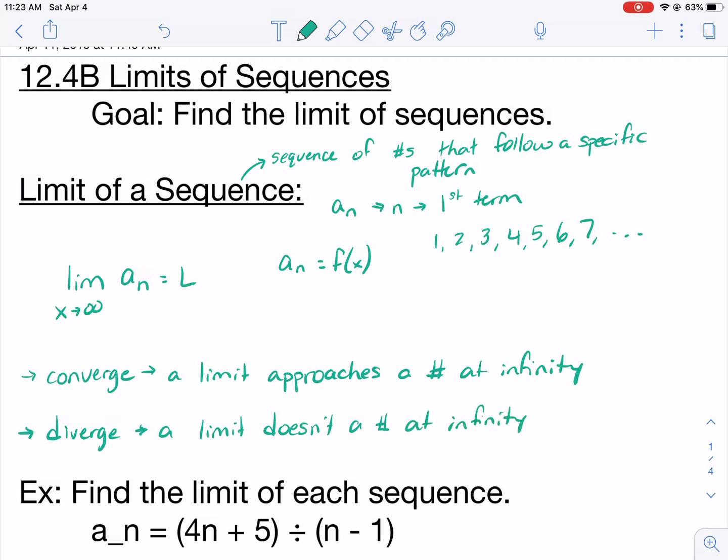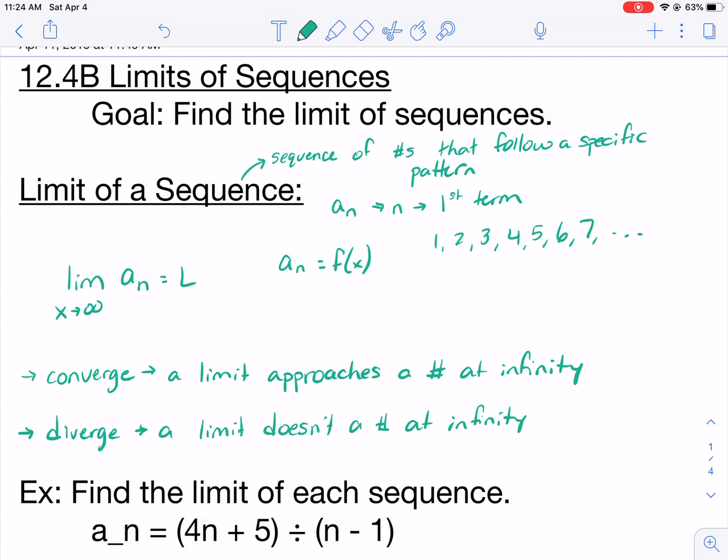Diverge means a limit doesn't approach a number at infinity. Remember, when limits don't exist, like with my example up here, it could be going into infinity, so I don't have a limit because it's not approaching a specific number. A limit doesn't exist when it's oscillating between two numbers, going up and down between like -2 and +2. A limit doesn't exist when it's approaching two different values from the left and right. So diverging, basically a limit doesn't exist when it fails those three cases.